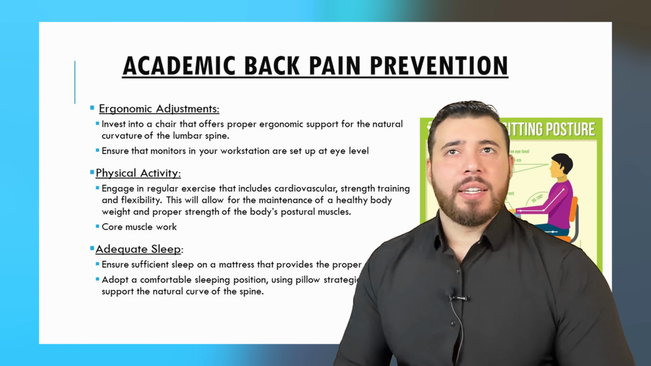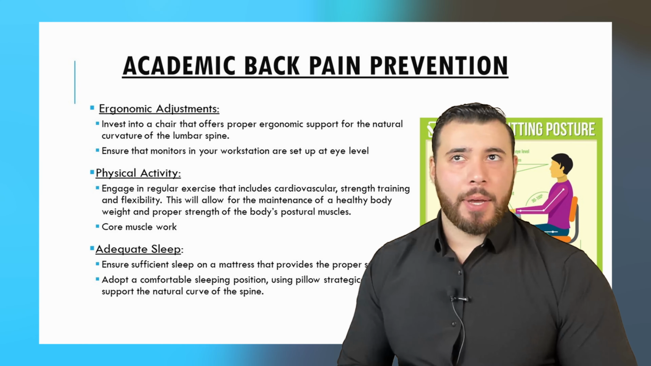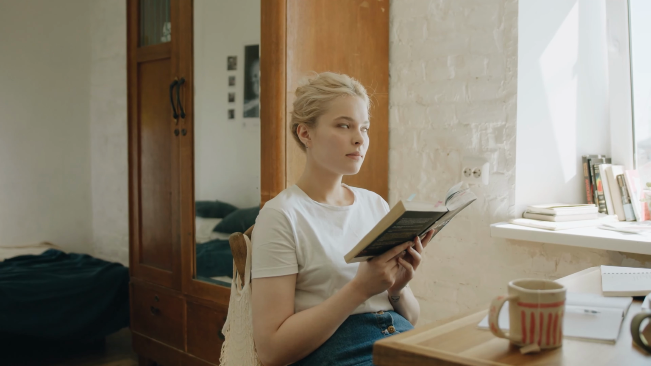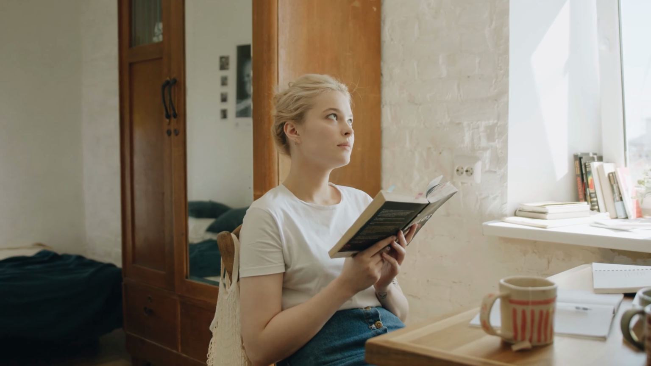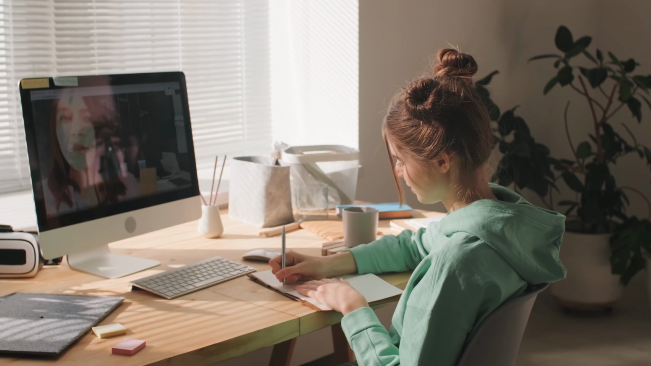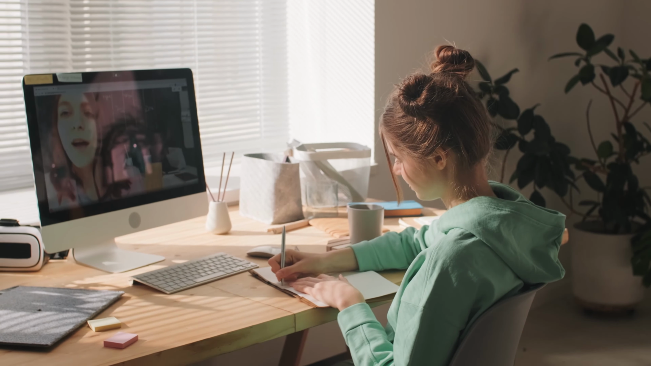So what are some mechanisms to prevent academic low back pain? The first is through ergonomic adjustments. You want to invest in a chair that offers proper ergonomic support for the natural curvature of the lumbar spine. The second for ergonomic adjustments is to ensure that the monitors in your workstation are set up at eye level.